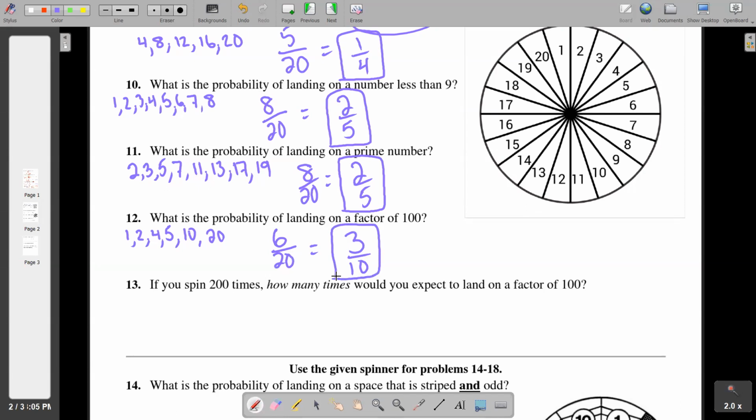Done. Good. Mike, are you still with us? Good. Now we have to use that answer and apply it to question 13.